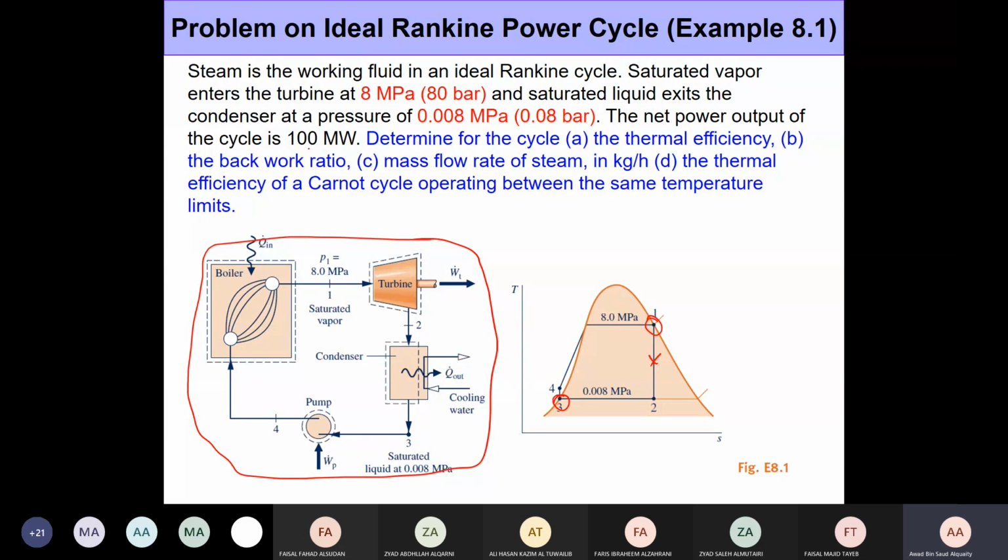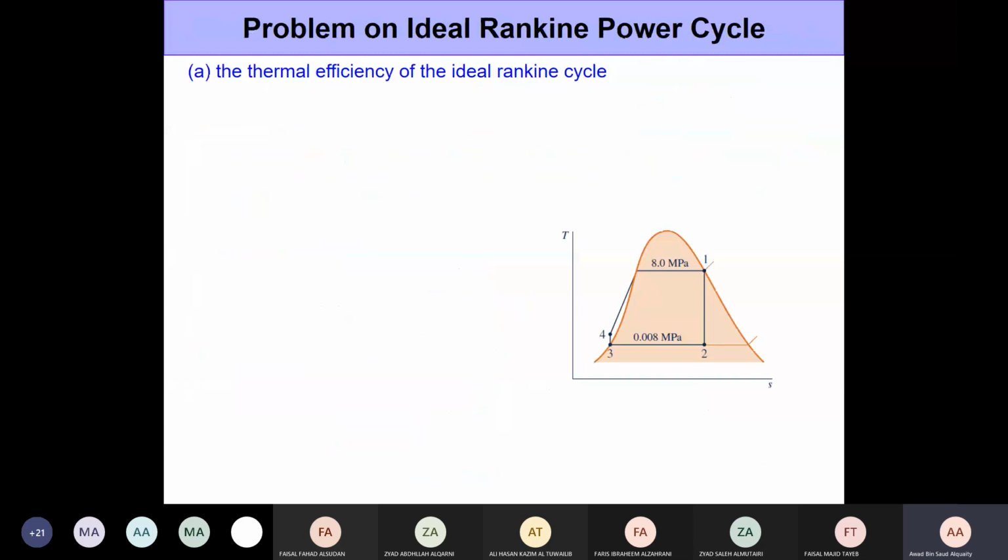The other thing that's mentioned is the net power output of the cycle. It's given as 100 megawatt. And for the cycle, we need to determine the thermal efficiency, back work ratio, mass flow rate of the steam in kilogram per hour, and the thermal efficiency. Now, the first three parts are in the textbook. Part D is something that I added just to give you a better understanding of how this efficiency business works. All right, so let's look at what we did.